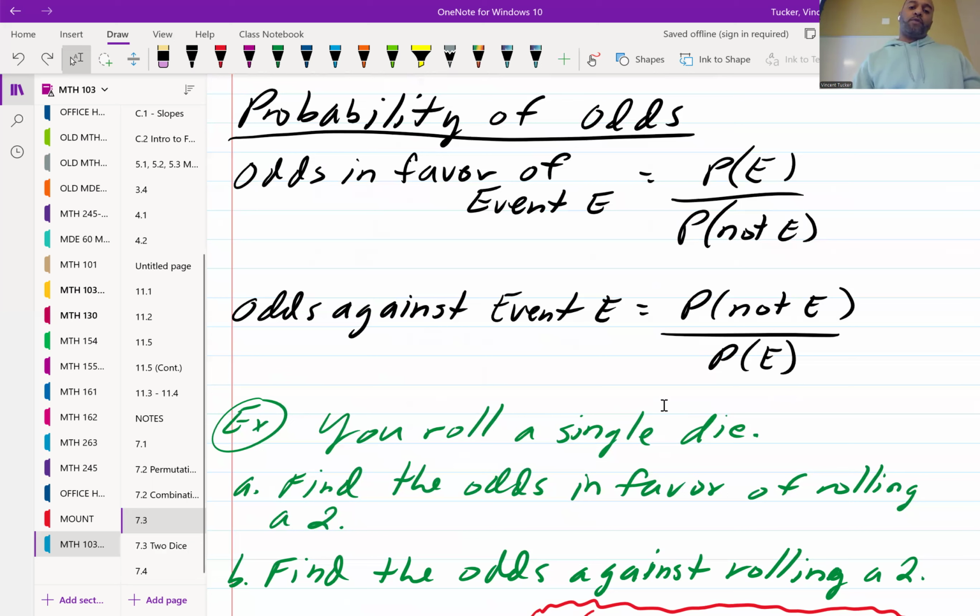All right, for example, you roll a single die. Find the odds in favor of rolling a two, and find the odds against rolling a two. Notice when you look at your odds in favor versus your odds against, it's just the same fraction inverted or flipped. So keep that in mind as well.